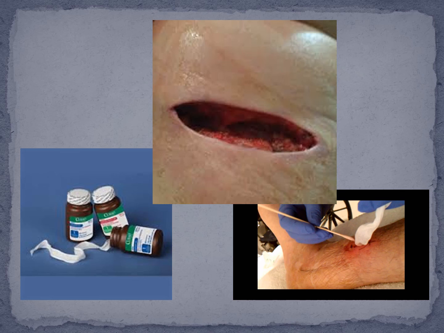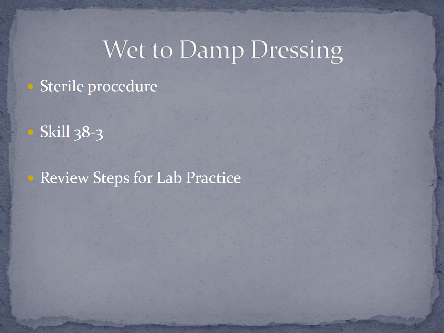It's also very important to keep this wound moist. You do not want it to dry out, so this is going to require frequent dressing changes. How often? It just depends on the patient. Sometimes it's 3 times a day, sometimes it's more than that. It's whatever it takes not to let this wound get dry. You want to keep it moist. Again, sterile procedure, skill 38.3 for a wet to damp dressing. You need to review the skills for lab practice. This is what we're going to be practicing on November 2nd in lab.